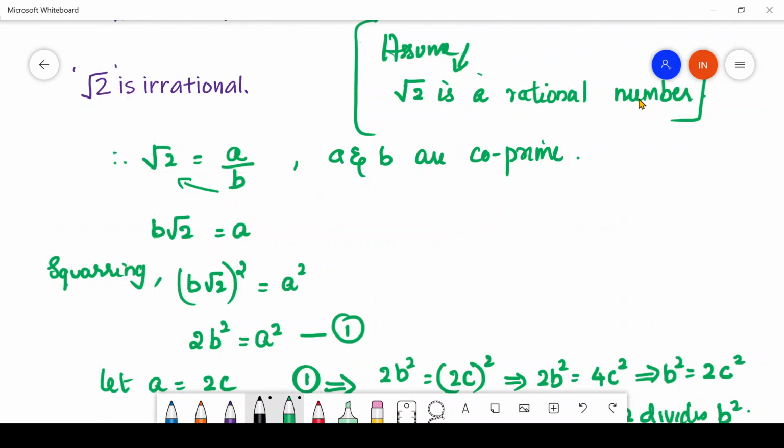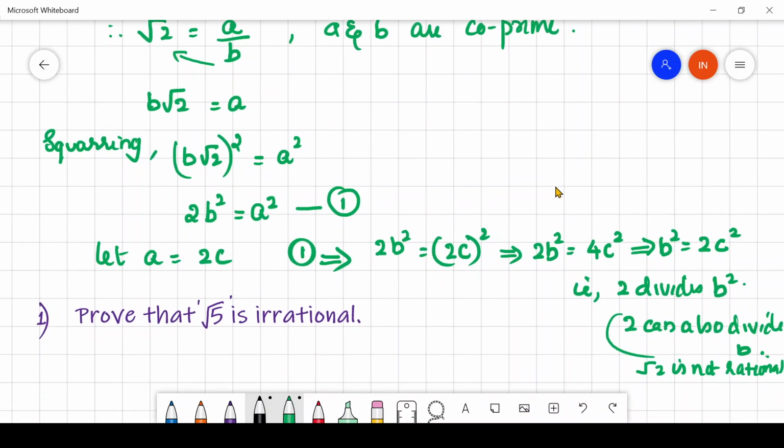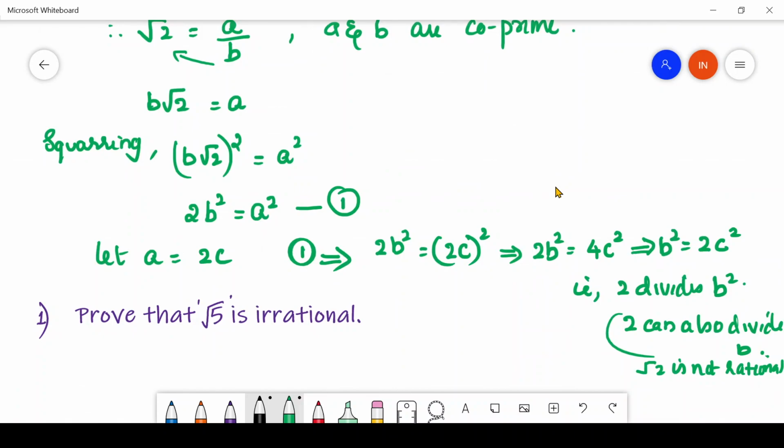Is it clear to all of you? Yes. So here we can understand this contradiction: the fact that A and B have no common factors other than 1. And we can say that now root 2 is a rational number. Since we took the assumption that root 2 is a rational number, that's why we got that 2 can also divide B, right? So we can prove like this that root 2 is not rational.